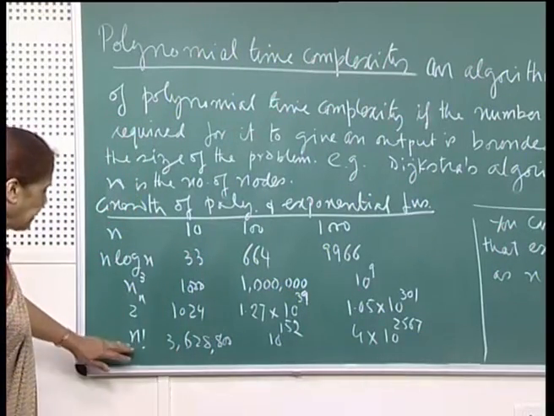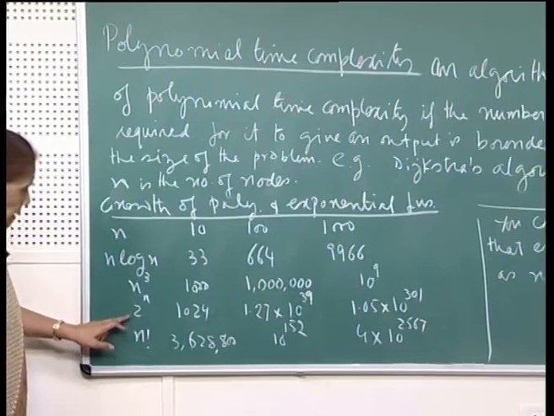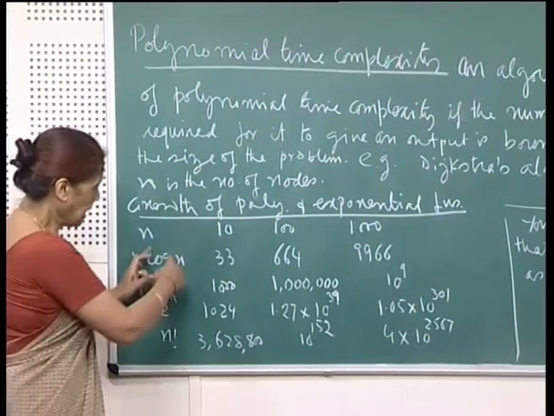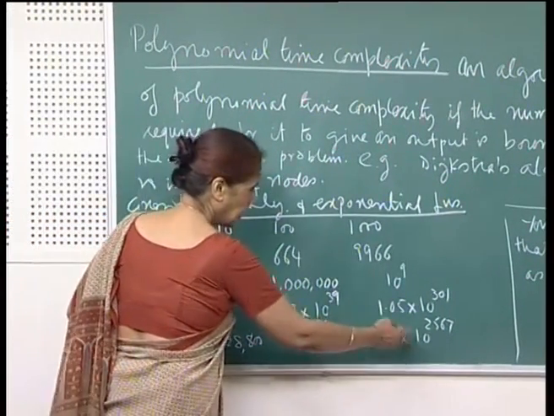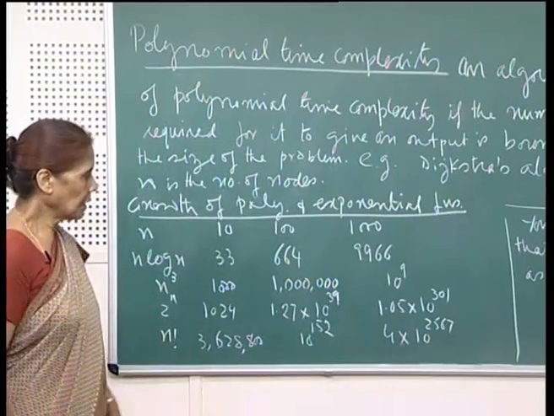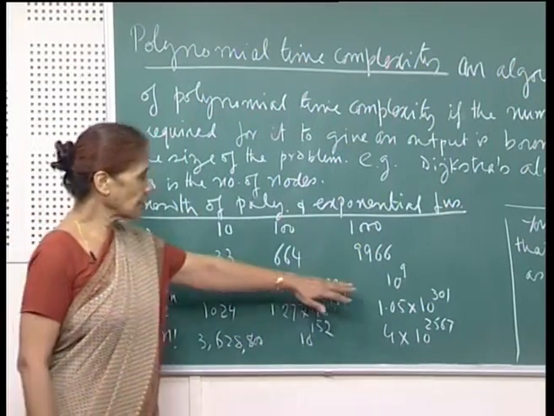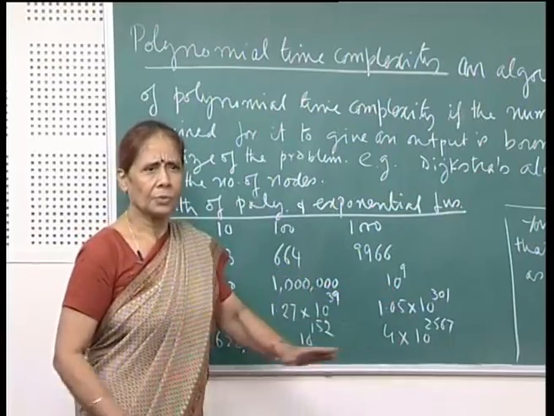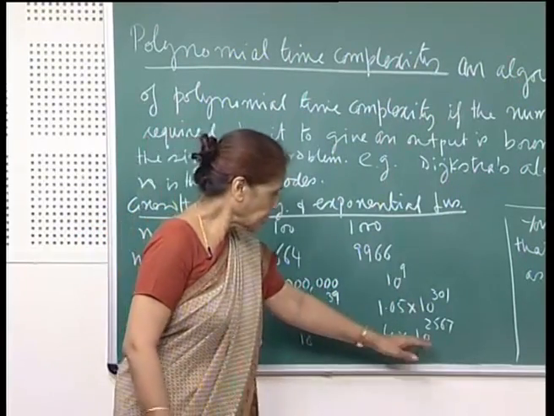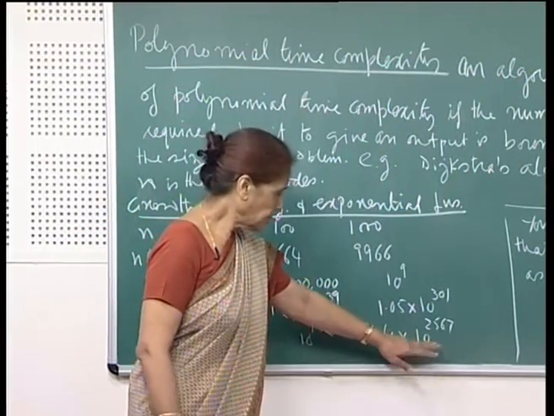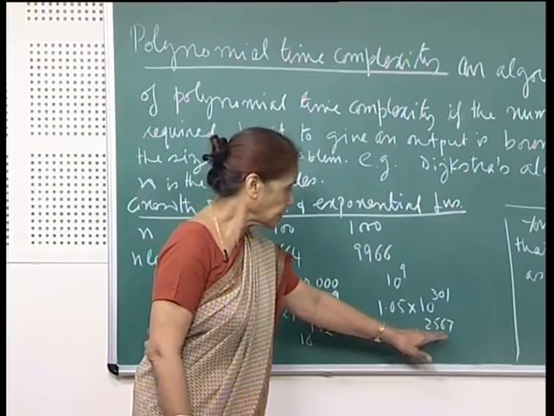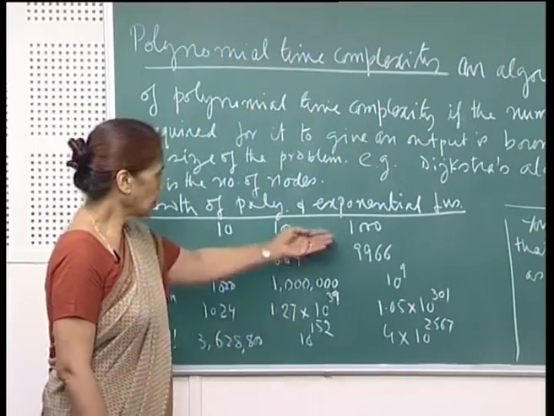Okay. And n factorial of course is much bigger than 2 raised to n. So, you see that as n increases the exponential numbers explode, whereas the growth of polynomial functions is slow, but the exponential functions become unmanageable. 10 raised to 2567 for 1000 nodes only.